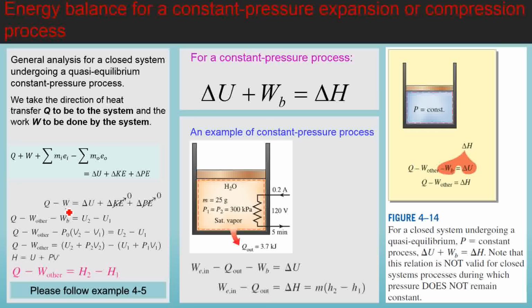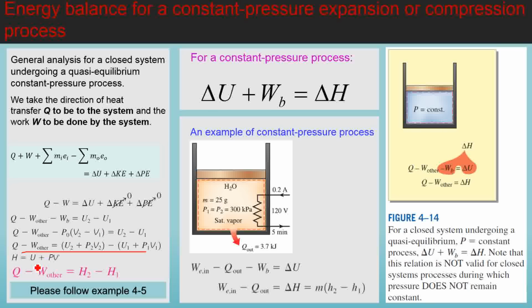We are going to separate work done into two categories: 1. Boundary work. 2. Other work. So this other work can be shaft work or work to compress a spring, like in our previous example. I can write my boundary work in the form of P0 times delta V, because this is a constant pressure process. I'm going to take this P0 (V2 minus V1) term to the right-hand side and rewrite the equation.